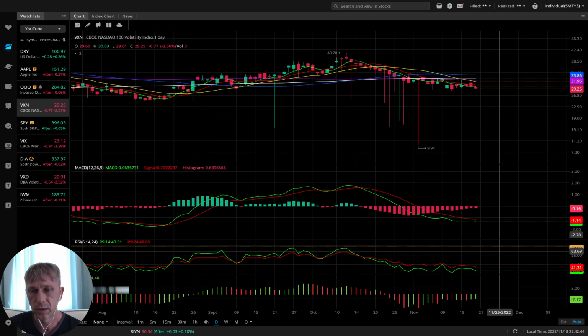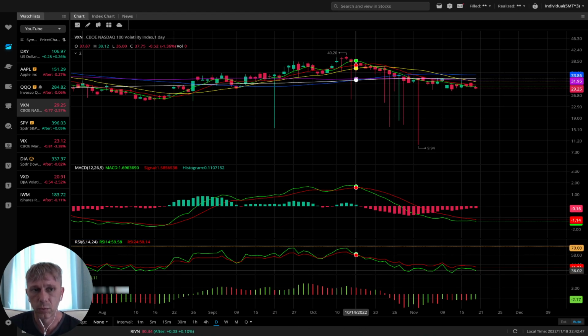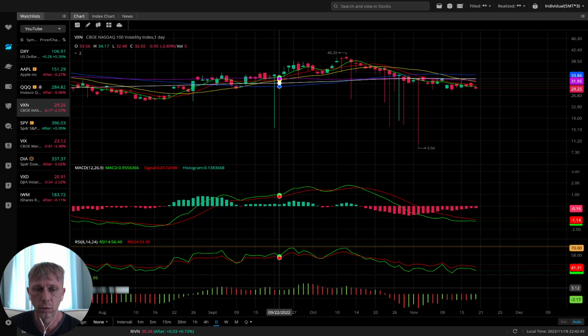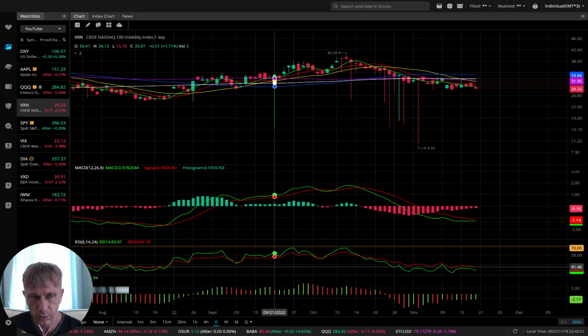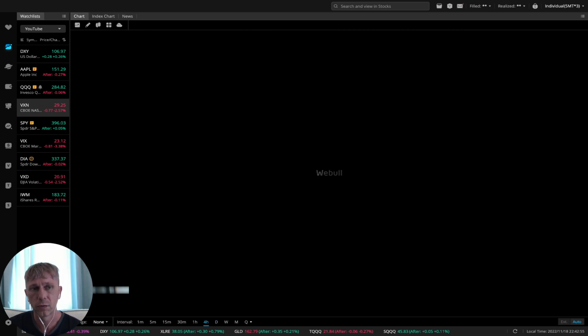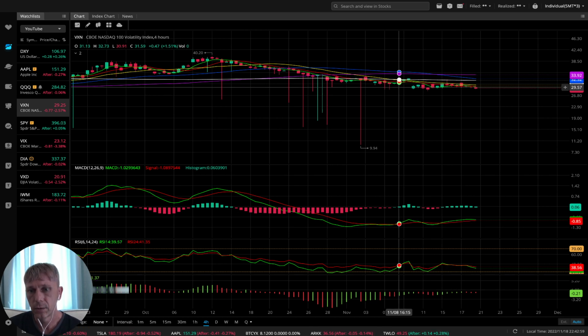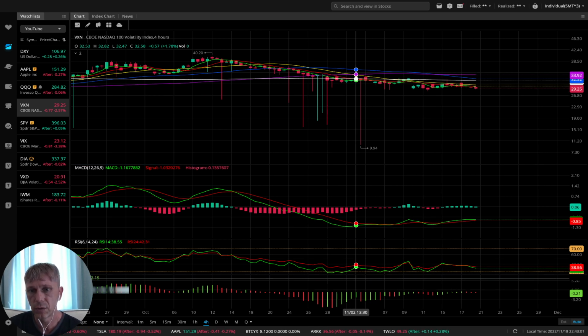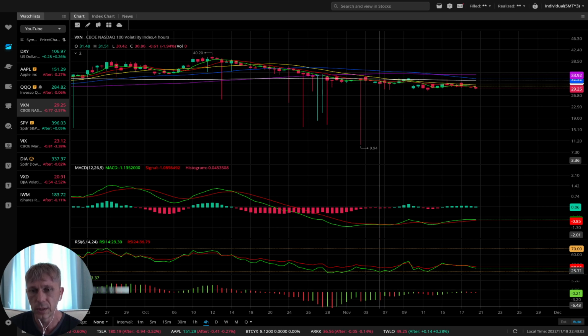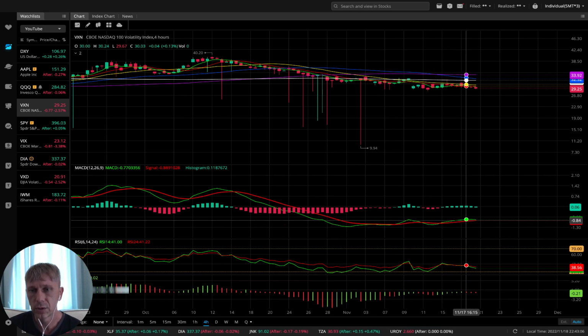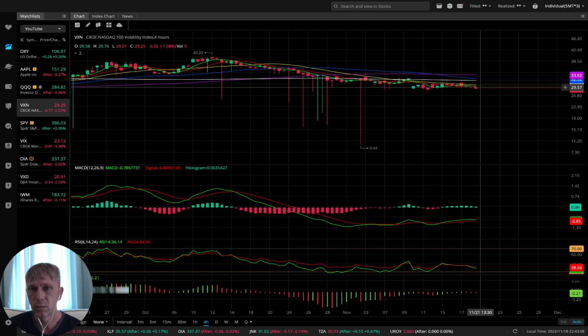VXN daily still bearish, but it's building bullish divergences. It wants to go bullish. It means Qs will go bearish on daily. 4 hours for VXN, a different story. It's building bullish divergences on all indicators, and it has a bullish signal. The last bar is still below all moving averages, but it wants to go bullish.